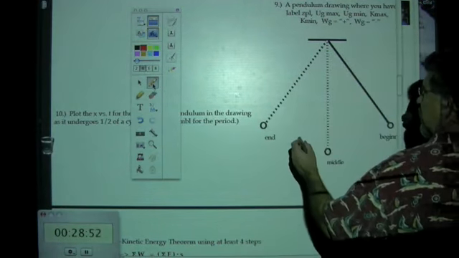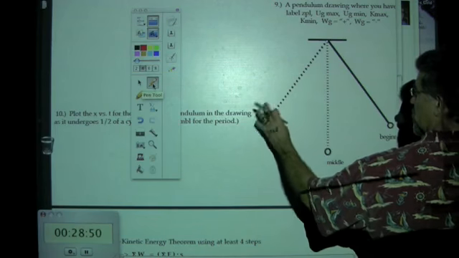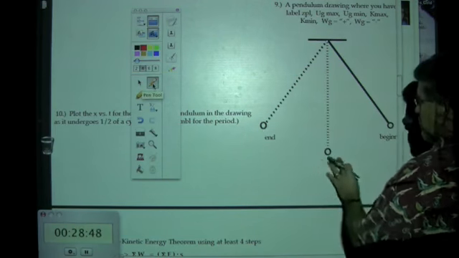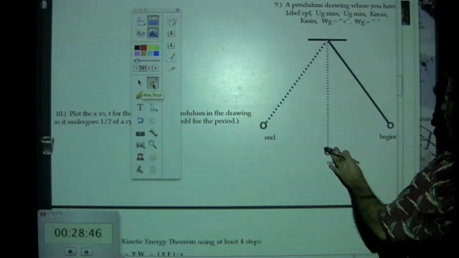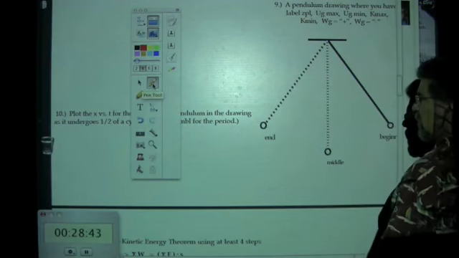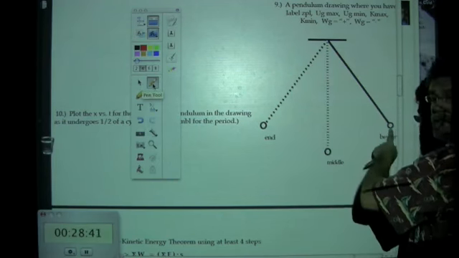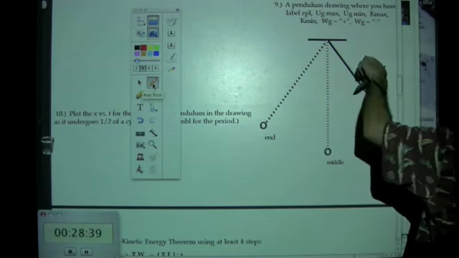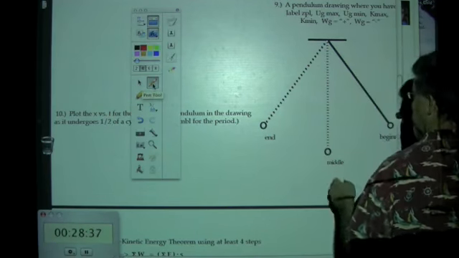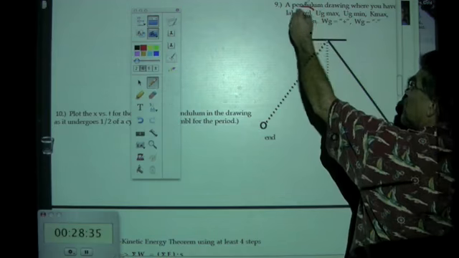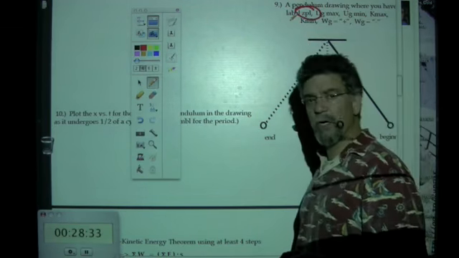All right, so here, it starts here, it ends there, it goes through the equilibrium point here, that's the middle. We've been doing this now with Hooke's Law. This is the same kind of stuff as Hooke's Law. A pendulum and a spring are the same kind of deal. Only now we have ZPL and all that. Remember, ZPL stands for zero potential level.